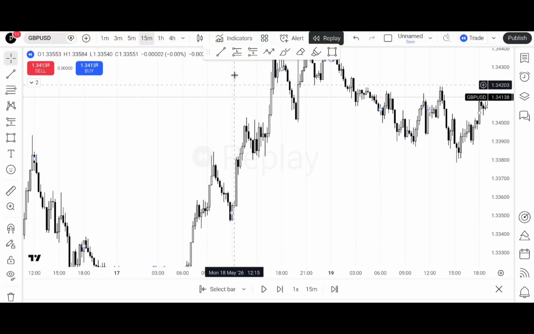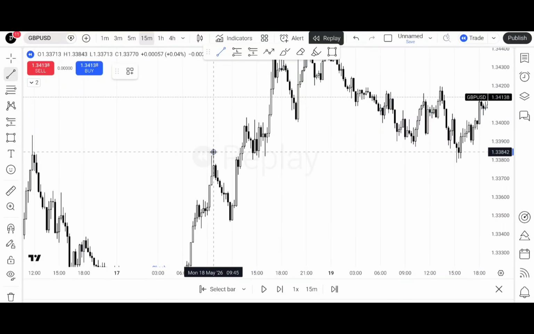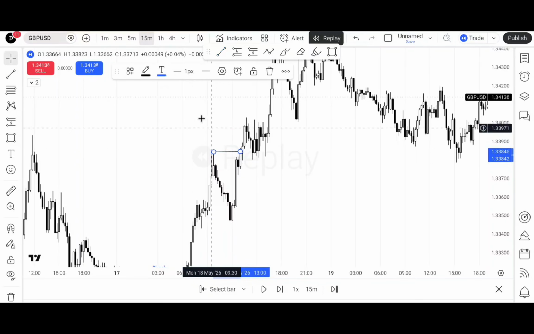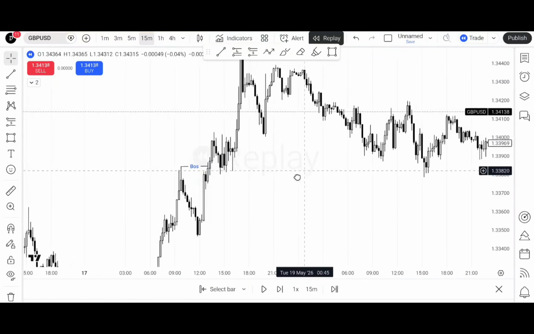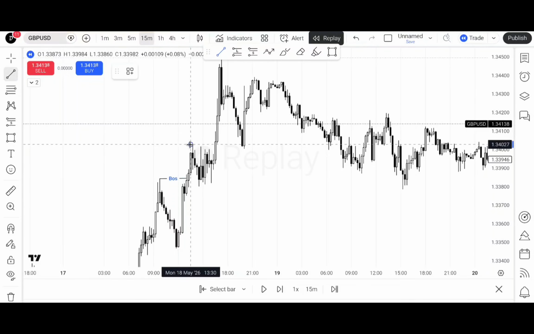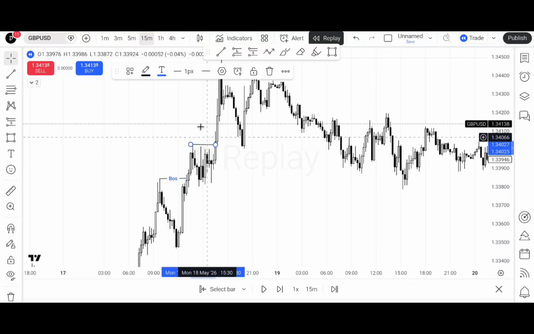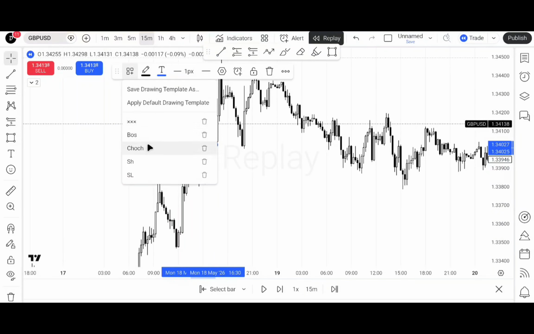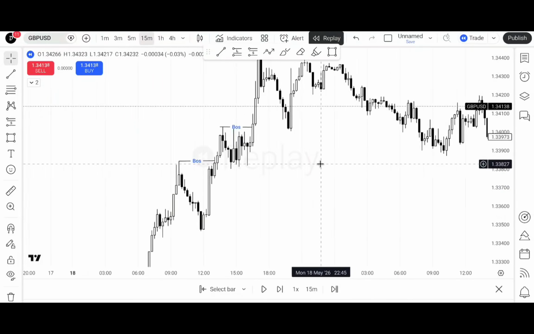The market kept on going. We had another break of structure here again. Can you see that? Then we have another break of structure here. Remember, for a break of structure to be valid, we need to see 3 candlesticks pulling back, right?